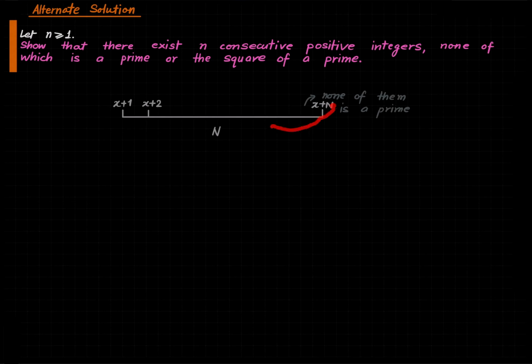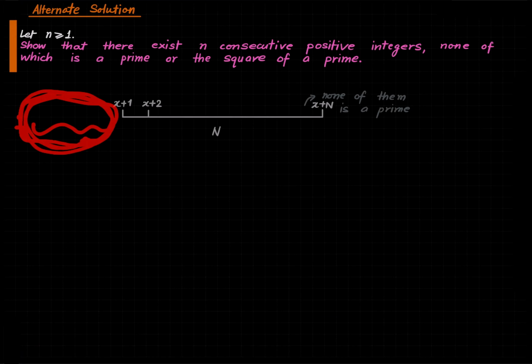So none of these are primes, but the problem is some of them may be squares of primes. Who knows? That's a possibility. So let me try to count how many of them are squares, period. Let me forget about prime squares. Let me try to see how many of these can be the square of anything, the square of any positive integer. Now, starting from 1 up to x, there are how many perfect squares? We are just trying to count how many perfect squares are here.